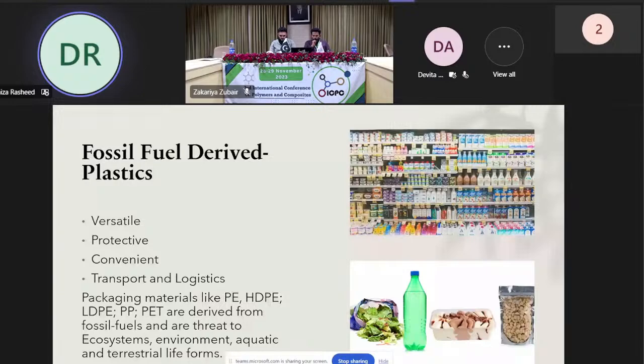For example, they are versatile. We can produce a lot of different types of materials from fossil-based plastics. They are protective. All the contents that we store inside these plastic-based materials are kept protected for a longer period of time, and all the equipment or machines that we make from these plastics are very durable for a longer period of time. They are very convenient since they are comparatively lighter in weight compared to metals. They can be easily molded into different types of shapes. They can be used as safe for electrical equipment and many other things. They are also easier to transport and they help in logistics.